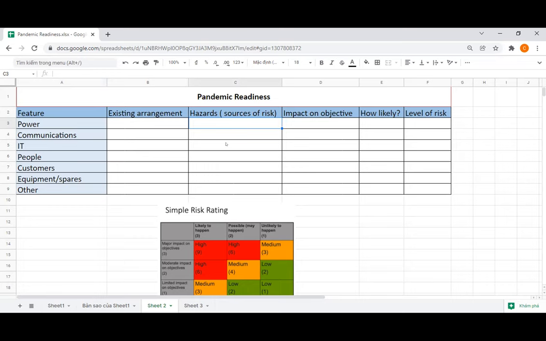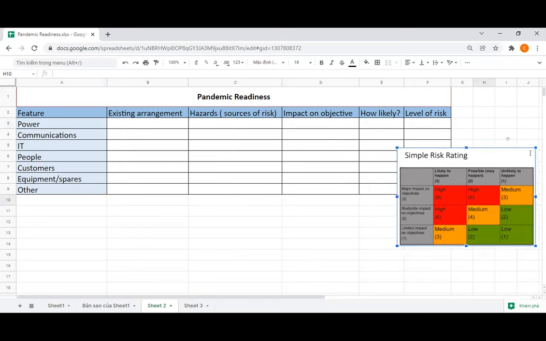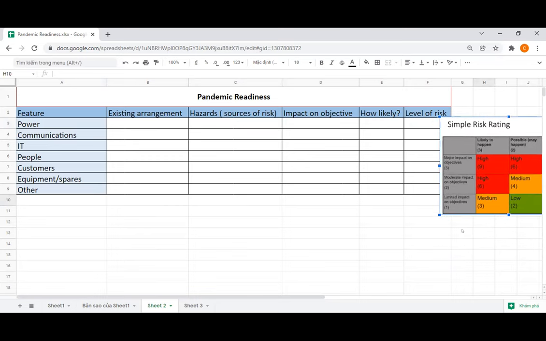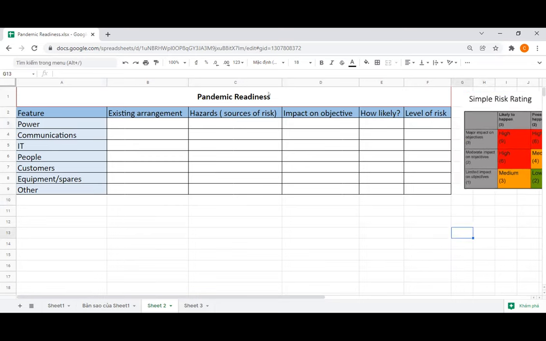What do you think would stop that being supplied? How would it affect your objectives? What would be the impact? Is it likely, and therefore the level of risk? So this is going to take a little bit of time for each group. This list down the left-hand side, power, communications, IT, is just my first suggestion. So don't be afraid to add another one if you think there's another one you need. So does that all make sense?